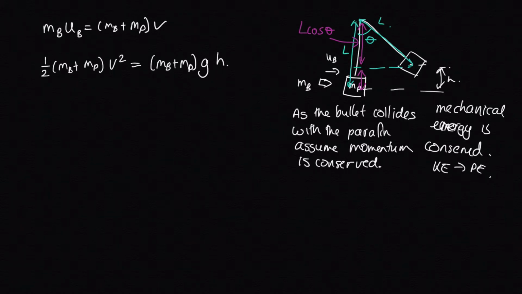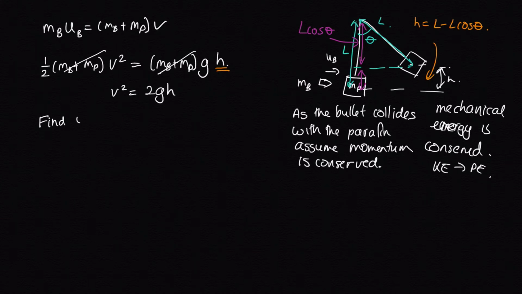So this tells us that the height h is equal to L minus L cos theta. So we'll be able to use that for the h here. But what we can see is this will cancel off nicely. So we've got v squared is equal to 2gh, just rearranging this second equation here. And what we're trying to find is the initial speed of the bullet. So we want to find ub.